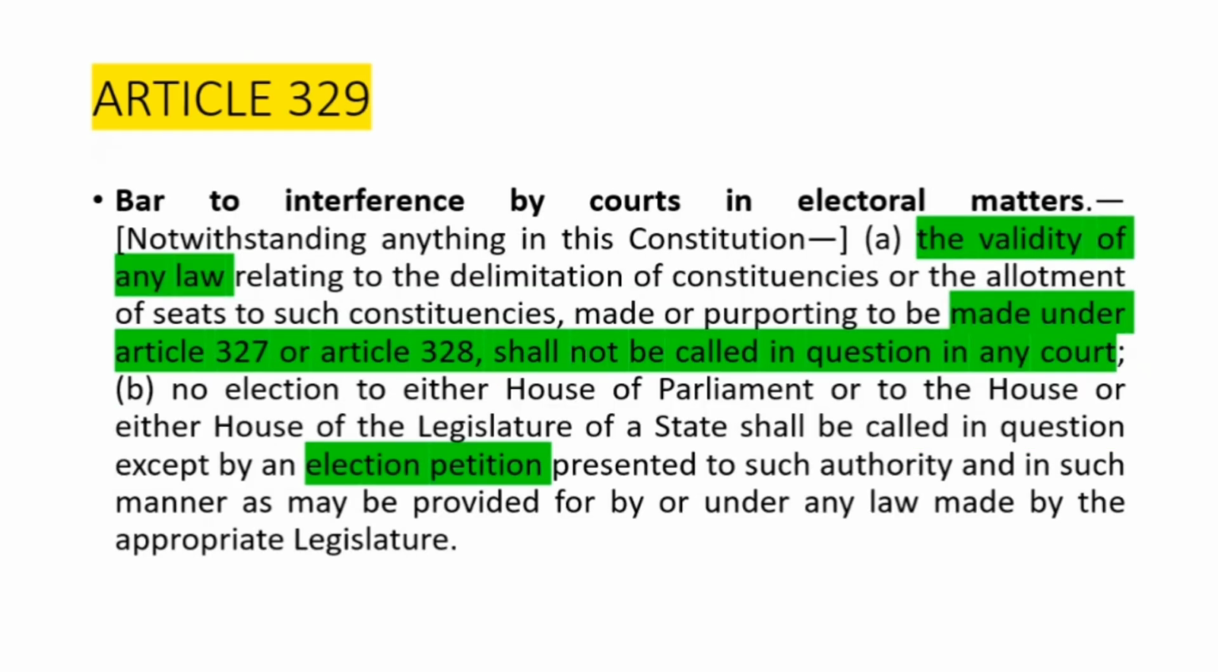So Article 329 is about the bar to interference by the courts in electoral matters. We have already said that under Article 327 the Parliament has the power to make provisions, and in Article 328 the state legislature has the power to make provisions related to elections. So in this Article 329 it is stated that the law made under these articles shall not be called in question in any court. And clause B says that an election to the House of Parliament or the House or Houses of the Legislature of a state can be challenged only through an election petition. This is so simple. So it has given some bar to the interference by the courts with regard to electoral matters. That's it.